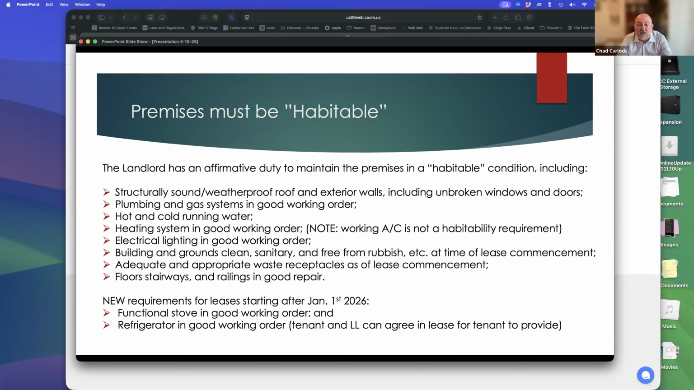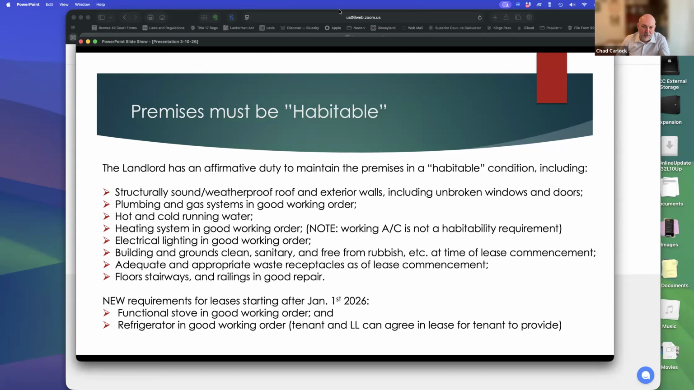So you can still agree in the lease that your tenant will provide their own refrigerator, but it has to be done in writing. And of course, you both have to agree. So if there's not agreement in the lease, then the landlord would be required to provide a refrigerator in good working order. So those are all the boxes that have to be checked in order to maintain premises as habitable.